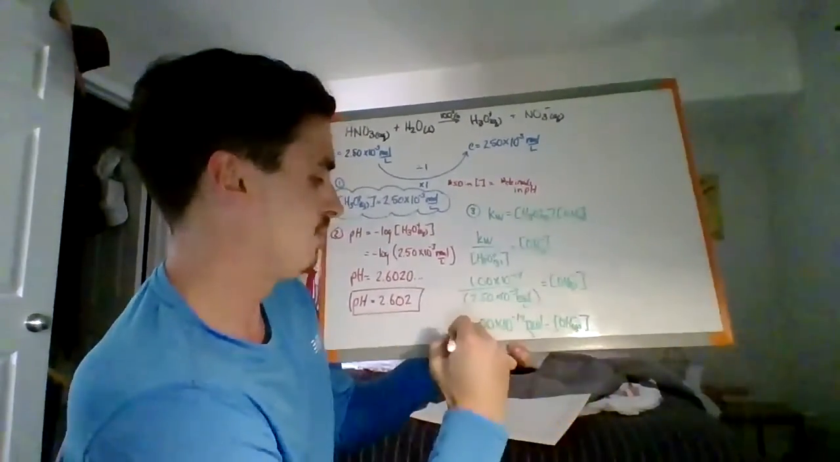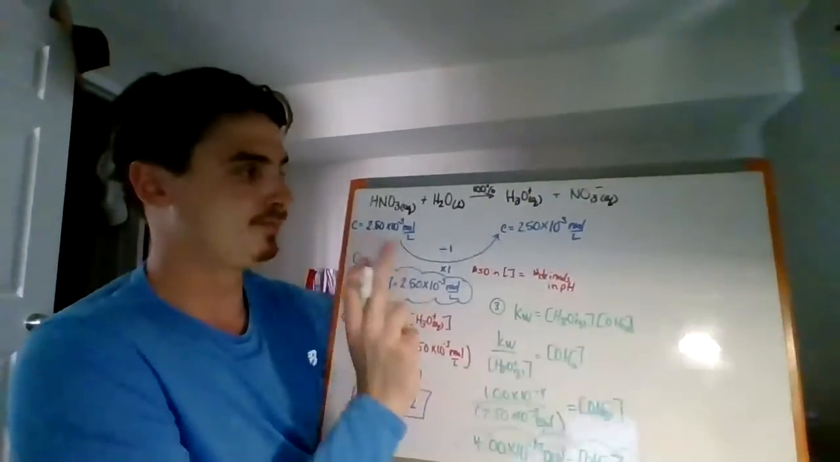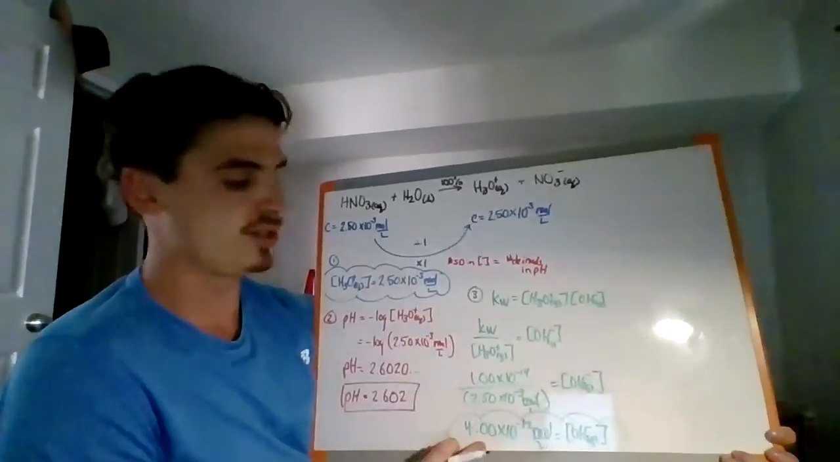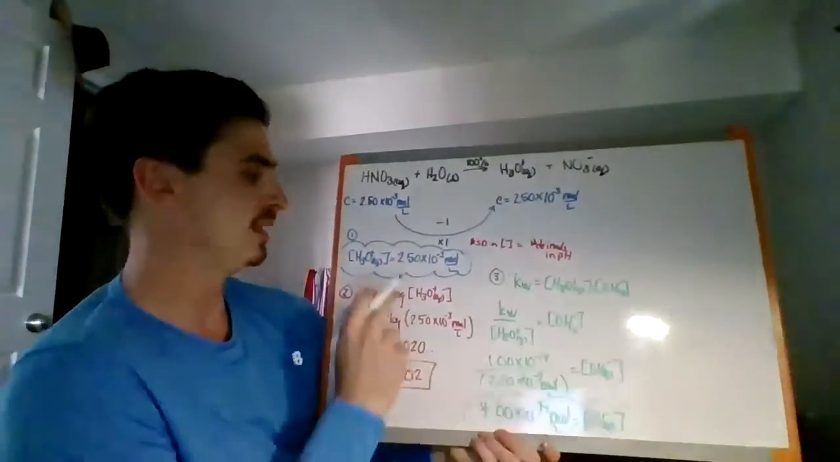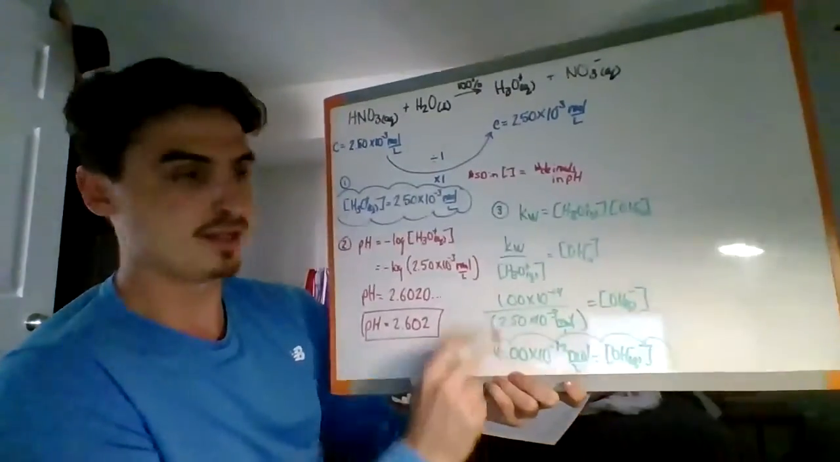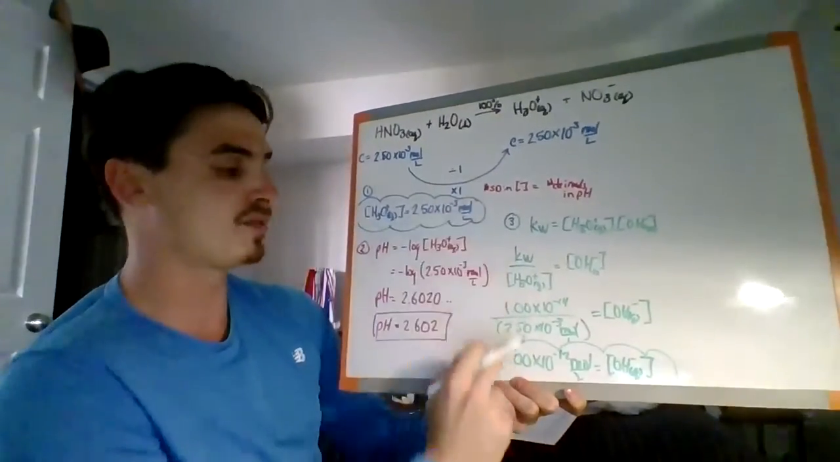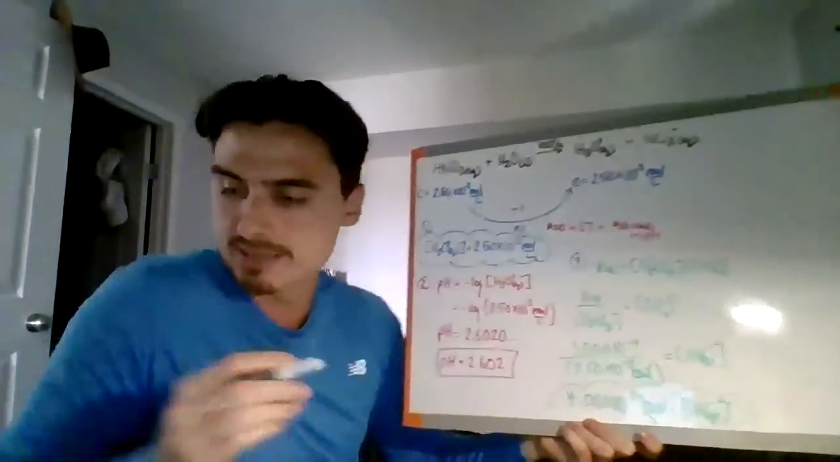Okay. Now, let's see if this makes sense to us. If we have an acid, we have a lot of hydronium, not a lot of hydroxide. Okay. Is this number bigger than this number? Yes. This is exponent negative 3. This is exponent negative 12. So we have more of this than hydroxide. So we have an acid.